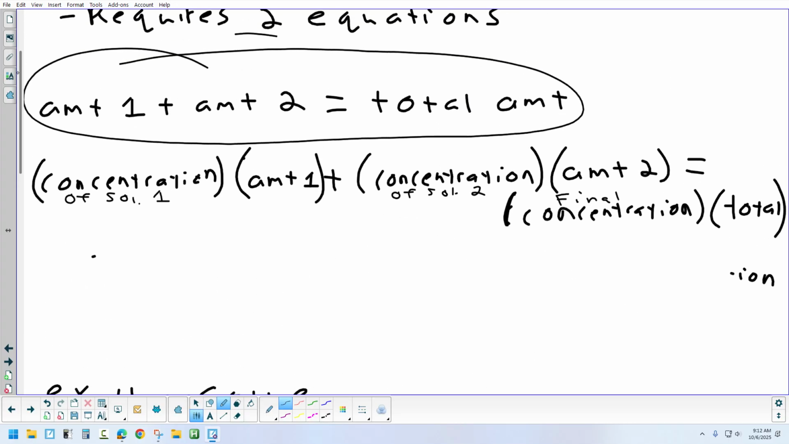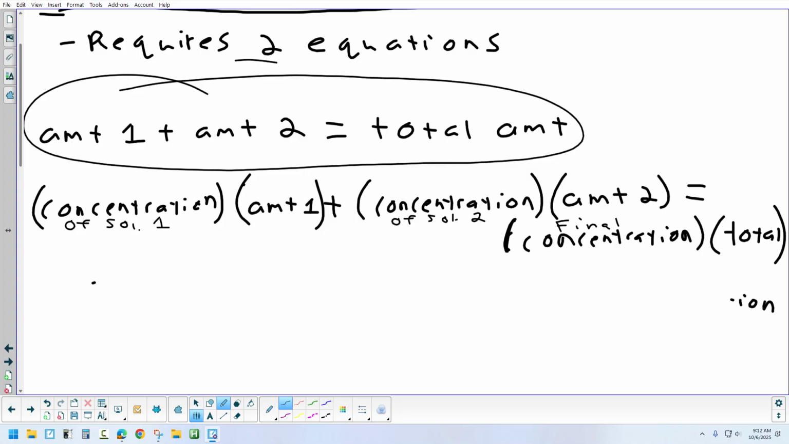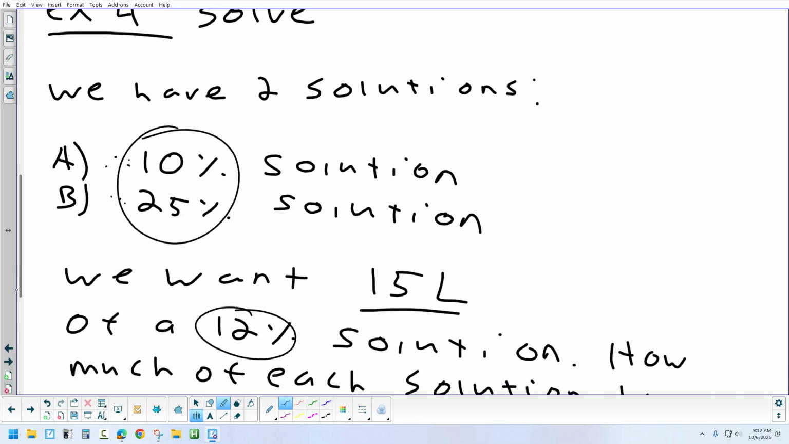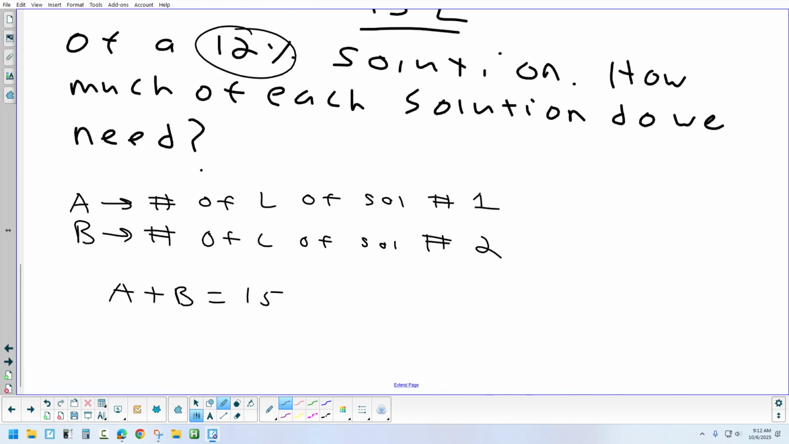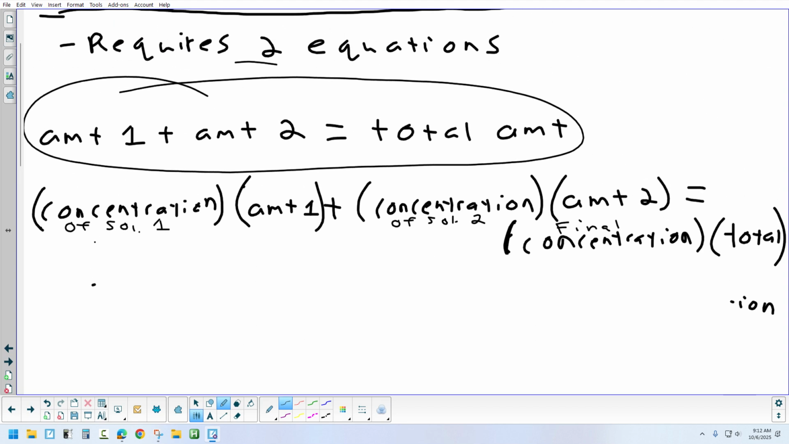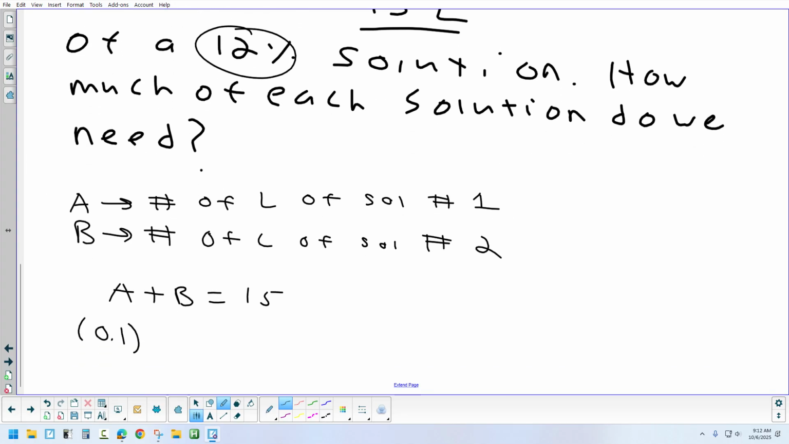12%. So now let's start to fill out the second one. What's the concentration of solution 1? And it has to be as a decimal. 0.1. So we got 0.1. How much of solution 1 are we going to use? 10%. So how many liters of solution 1? A. Yep, we don't know yet. So that's A.